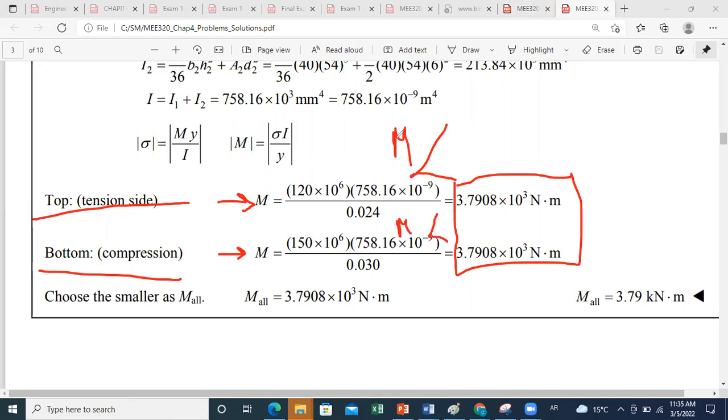Okay, so to satisfy both conditions, I will take the maximum moment as the smallest between the two. Here, since they are equal, this is a specific case, a particular case due to the geometry of our figure. But in general, they might be different. And then you select the smallest value of the maximum moment.